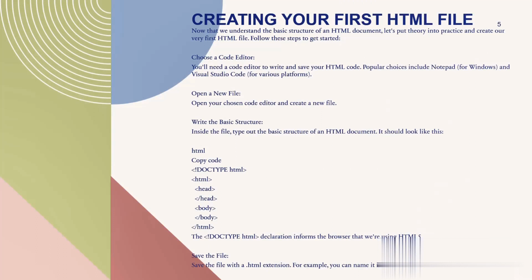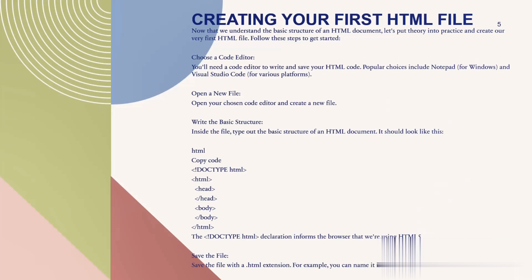So how can you create your first HTML file? Now that we understand the basic structure of an HTML document, let's put theory into practice and create our first HTML file. Follow these steps to get started. The first thing you need to do is to choose a code editor. You will need a code editor to write and save your HTML code. Popular choices include Notepad for Windows and Visual Studio Code for various platforms.